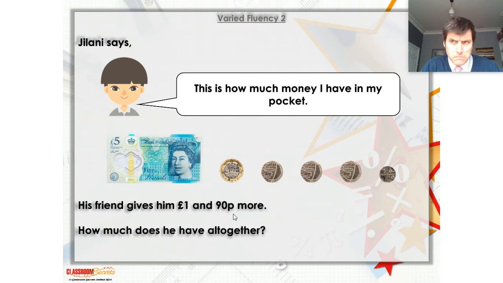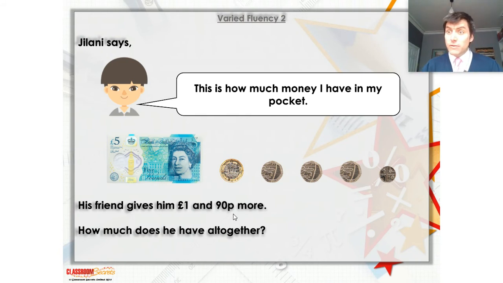Quite rich, isn't he? Lucky old sausage. He's got a £5, a £1, 3 20p's, and a 5 pence. So what would that be? £5 add £1 is £6. £6 add 3 20p's is £6.60. Add the 5 pence, so it's £6.65.